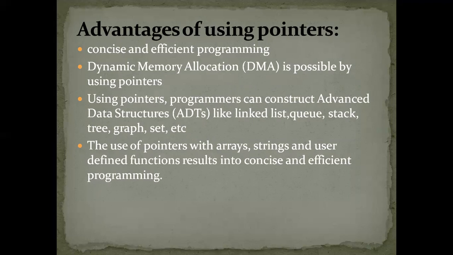So what do you mean by DMA? DMA means dynamic memory allocation. How can we define DMA? The required number of memory blocks can be allocated, neither more nor less. The process of allocating the computer's memory during program execution is called what? Dynamic memory allocation. I'll repeat once again. What do you mean by dynamic memory allocation? The process of allocating the computer's memory during the program execution is called dynamic memory allocation.